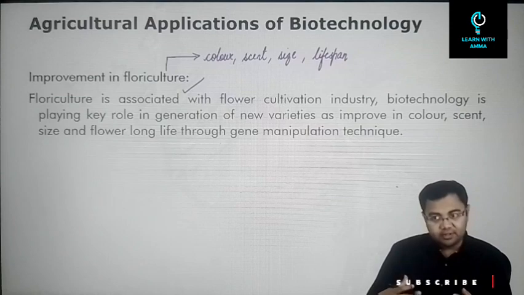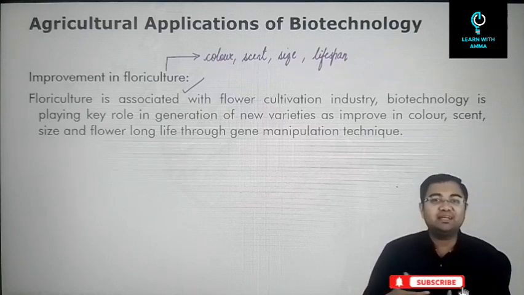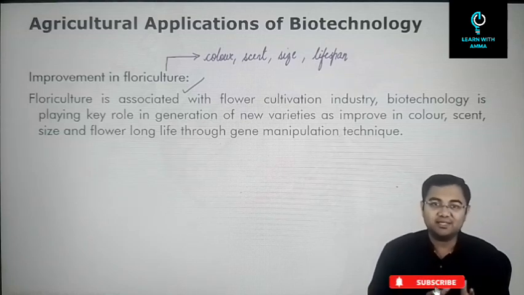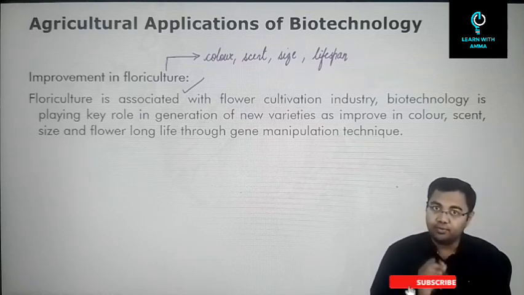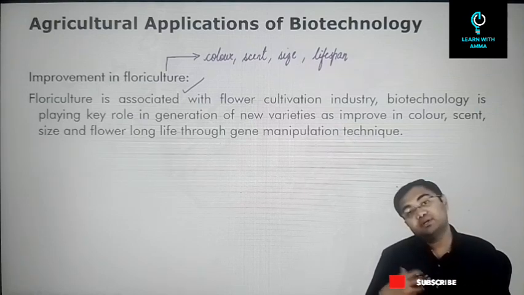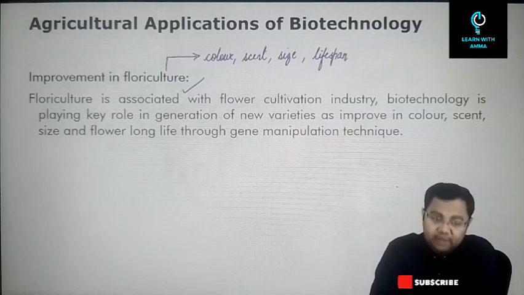It shouldn't happen that the flower grows today and dies tomorrow. You would want it to be there for maybe 15 days, 30 days of time, so that whatever you have spent on floriculture, you are able to get out of it. So these are some of the characteristics or features that you would want in flowers. So this is what can happen with the help of biotechnology. This is another way in which biotechnology can help in the field of agriculture.